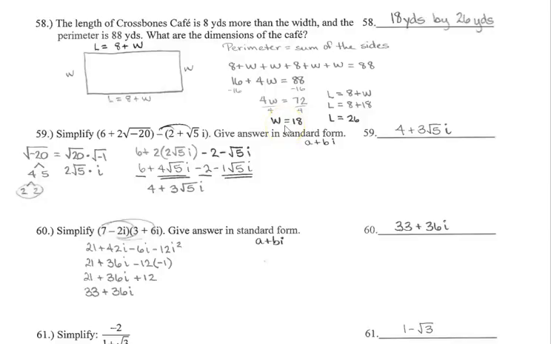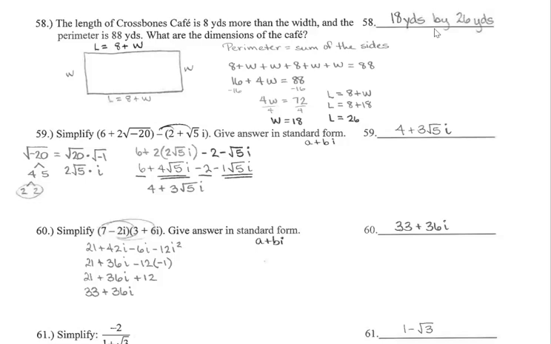Now, remember we said start at the end and stop at the end. Make sure that you answer the question that was asked. The question was, what are the dimensions? Meaning, what's the length and the width? So we just found the width was 18. We still have to go back and find the length. The length was 8 more than the width, so that would be 8 more than 18, which is 26. So we could say then that our dimensions are going to be 18 yards by 26 yards.